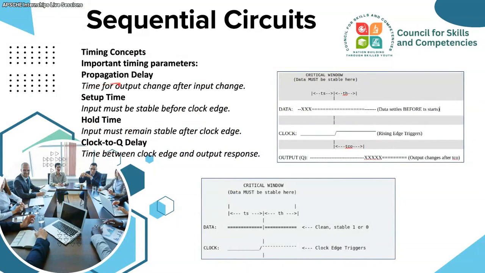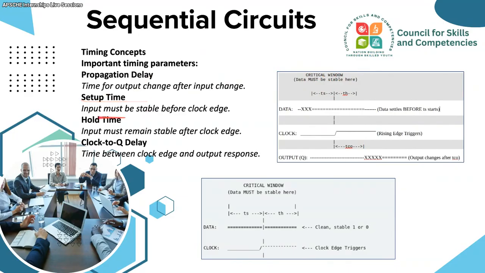Next, what you want to understand is the timing concept, the important timing parameters. I told you that during the clock edge, there is going to be a delay. So there are some important timing parameters we have to understand. Propagation delay is the time for the output to change after an input change. To the circuit, we are giving the input, and when there is a change in the input, the output takes time to take effect. So there is a propagation delay of some nanoseconds that we have to consider. That is one thing.